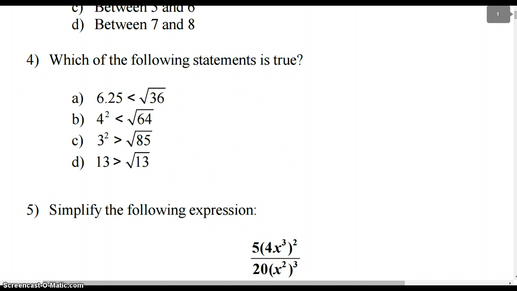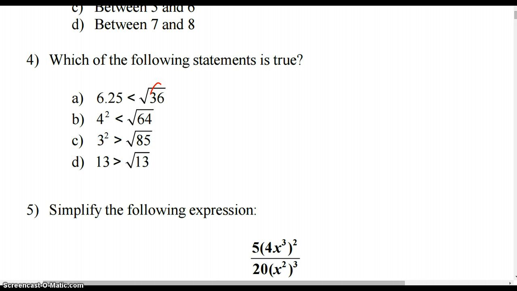For number 4, we can again do some elimination, but we can look for an obvious answer here too. Most of you can look at D and say, okay, I know that that's probably going to be it, because if I square root 13, I'm going to get a number less than 13. So D is the correct answer. You can go through and check the rest. 3 to the second is 9, but 9 is not greater than the square root of 85, because the square root of 81 is 9, so the square root of 85 is bigger than 9, so it's not that one. 16 is not less than 8, and 6.25 is not less than 6, so we're looking at D there, okay?